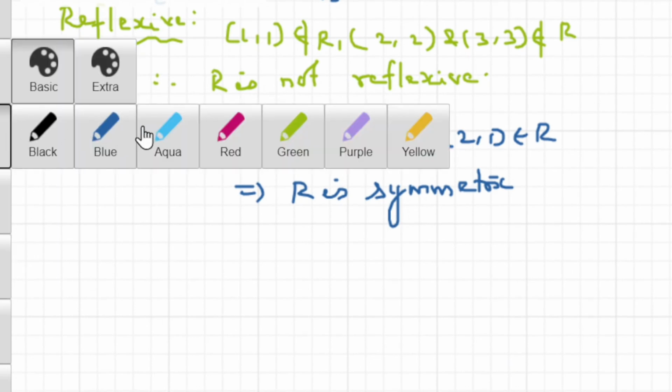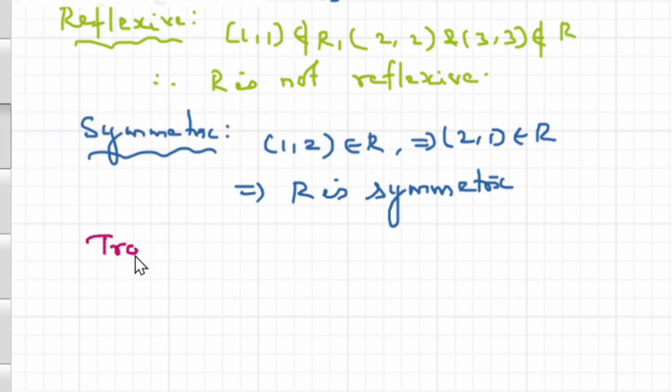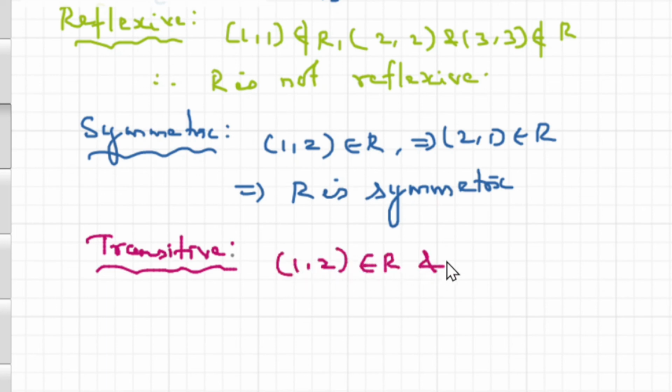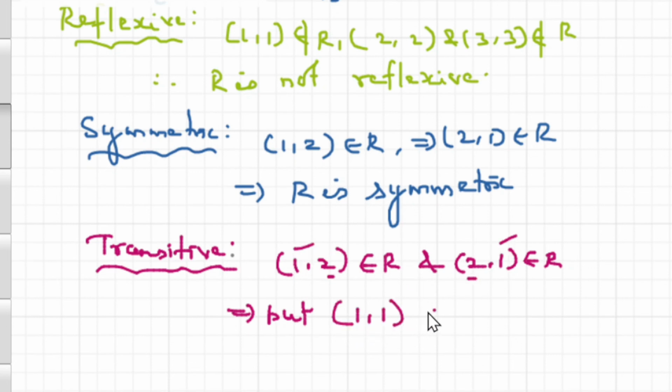Then we are going to check for transitive. Again, with two pairs we have A comma B, which is 1 comma 2, belongs to R, and B comma C is 2 comma 1, that is also belongs to R. But here, you see 1 comma 1, A comma C, does not belong to R. So therefore R is not transitive. It is clear it is not transitive.